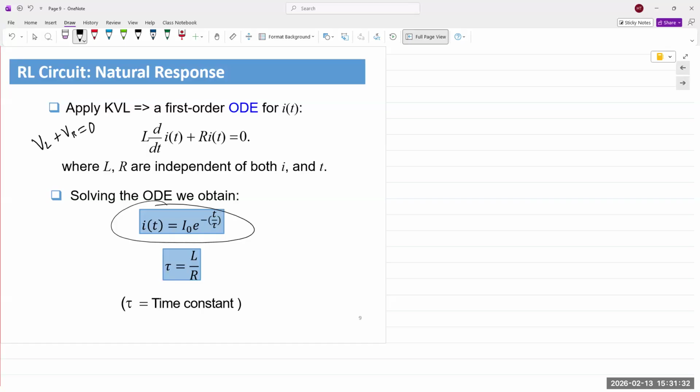So in here, we have two quantities to know: I0 and the time constant tau. The time constant tau for an RL circuit is always L over R. The unit for time constant is seconds. So again, the speed of the energy transfer depends on the values of the inductor and the resistor. And that's it. That's the equation for discharge.